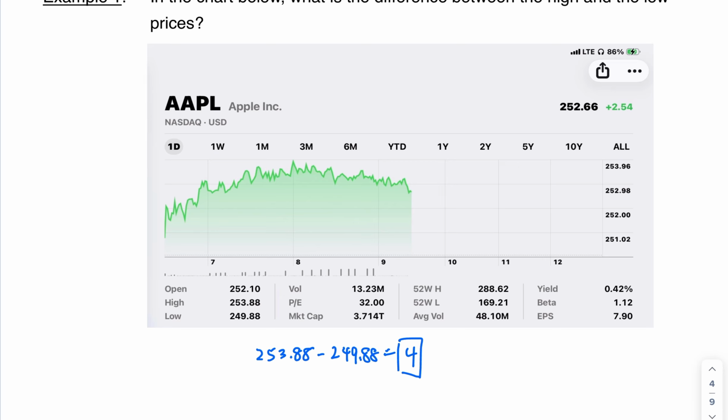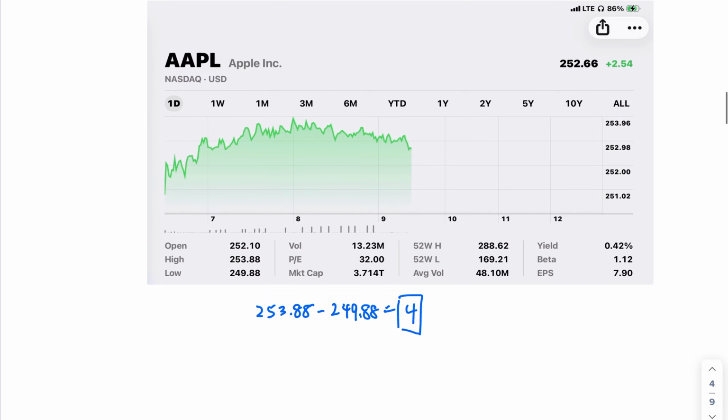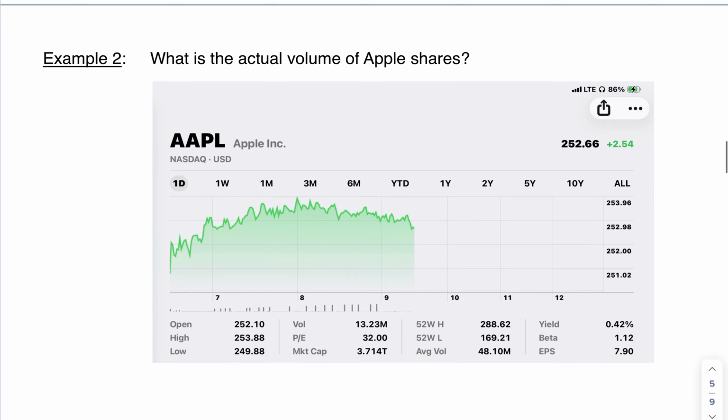Okay, now if you take a look at this chart, you'll see that this was taken during the trading session. So opening price, and it was trading throughout the day, and this was captured at about halfway through the trading session. And so we're looking at the high and low of this time period. Okay, let's go ahead on to example 2.